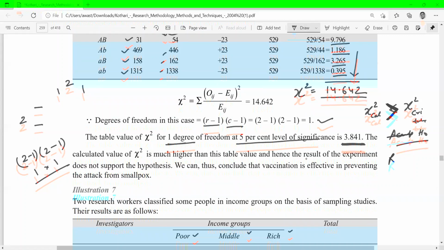So we will reject our null hypothesis. And what is our null hypothesis? That there is no significant effect of vaccination on smallpox. But our calculated value is higher than the critical value, so we will reject the null hypothesis and accept the alternative hypothesis, which says that vaccination is effective in preventing attack from smallpox. So this is all about when we have two attributes and how we find the test of goodness of fit through the chi-square test. The same process we will use.